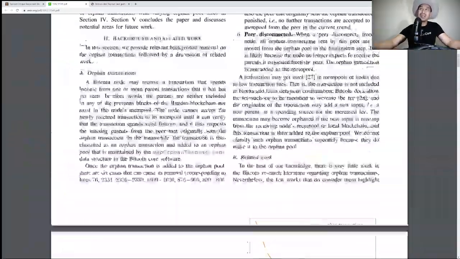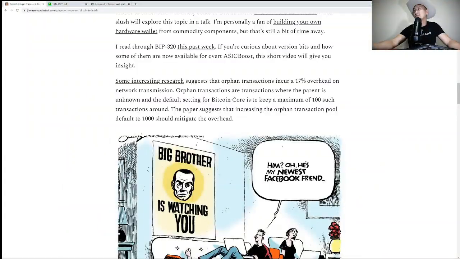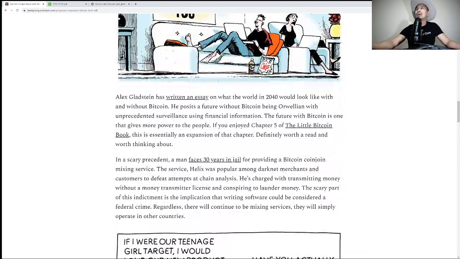Apparently it incurs a drastic traffic overhead, 17%. And the paper suggests that changing the default to 1,000 could mitigate it. I hope core devs are looking at this paper and saying, okay, maybe we should change the default. What are the drawbacks? Let's test it, see what happens, and so on.